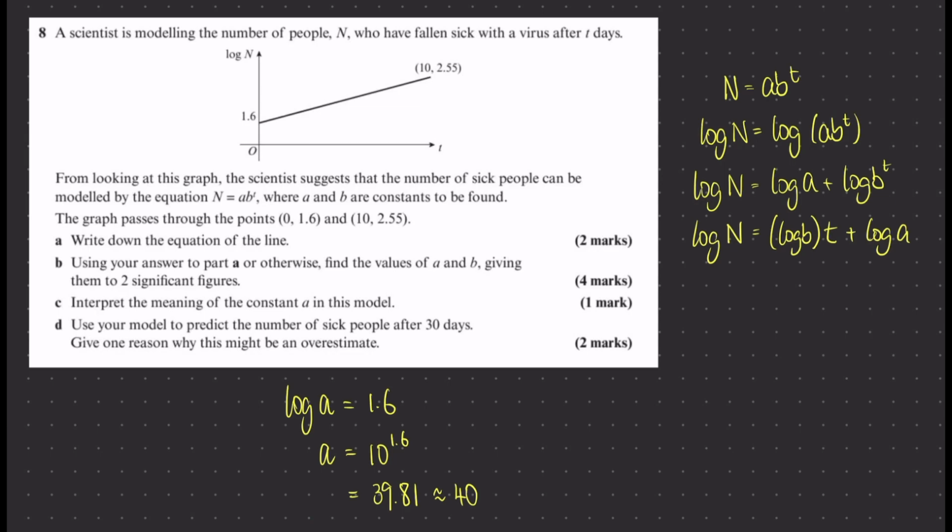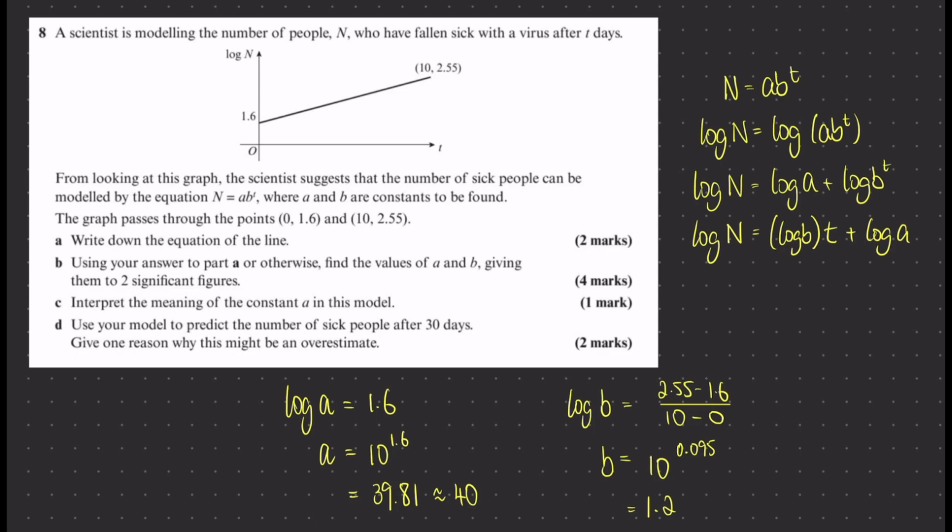We now need the gradient to be able to compare that with log to the base 10 of b. That would be my calculation there. Now I can take 10, place that at the base. That fraction works out to be 0.095, so I raise 10 to that power. If I work that out, that is 1.2 to two significant figures.